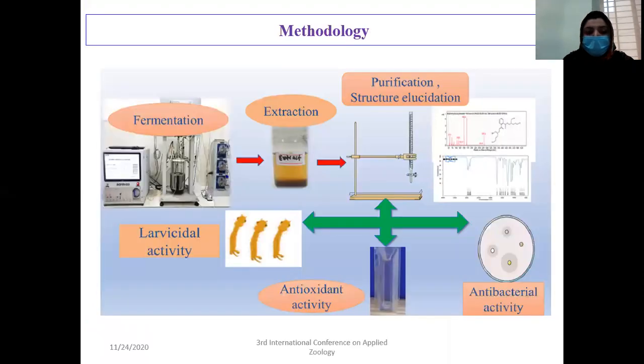That is the overall methodology. First, we performed fermentation of Lactobacillus coroniformis BCH4, which was previously isolated in the Department of Biochemistry. Then we performed extraction using ethyl acetate solvent. Then we did purification by silica gel column chromatography, and the structural elucidation was determined by GCMS and the respective functional groups by FTIR. These purified fractions then underwent determination of biological potential by performing antibacterial, antioxidant, and larvicidal activity.